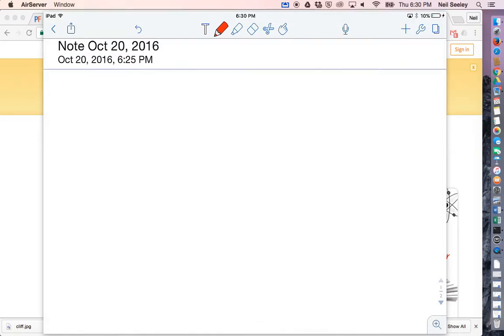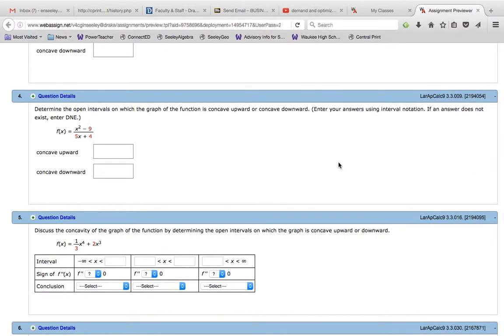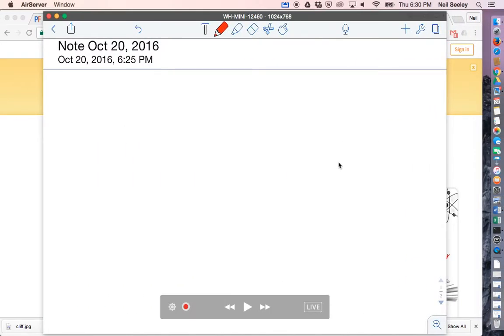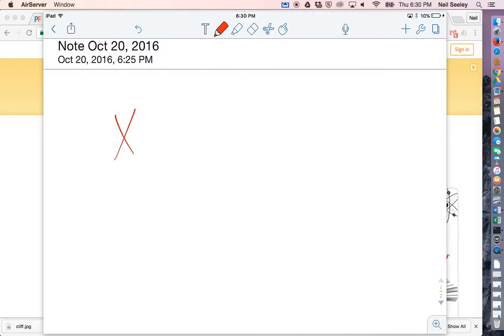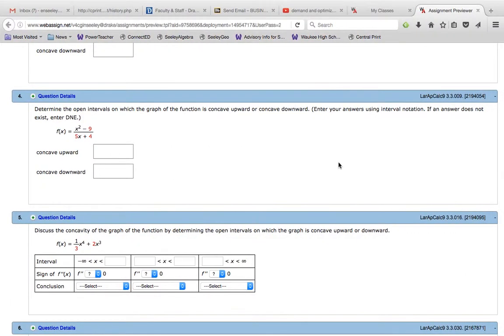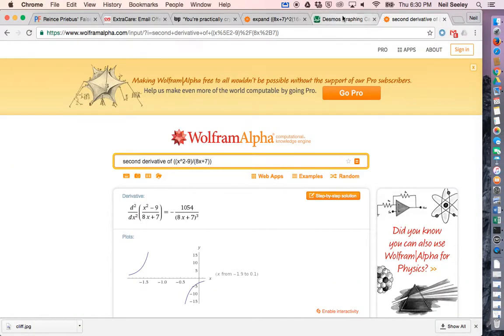So I have a problem that I've looked at. This is number 4: x squared minus 9 over 5x plus 4. If you haven't figured it out, there are ways to manage this. The question is whether it's concave up or concave down. If I were to do this, the first thing I'd do is grab my calculator, or my computer calculator, and graph this thing.